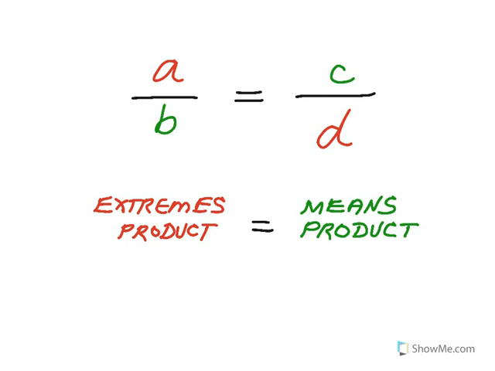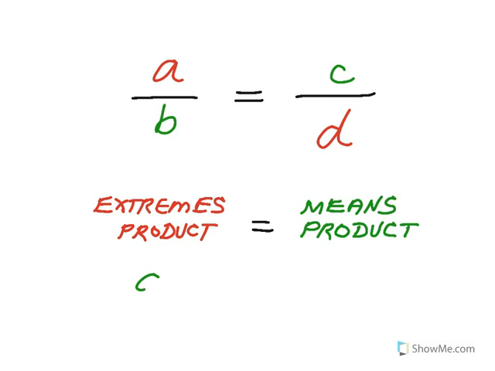The top left and the bottom right in a ratio are called the extremes. So in this case, the A and the D are the extremes. And the other two, the top right and bottom left, are called the means. It always turns out that the product of the extremes is equal to the product of the means.